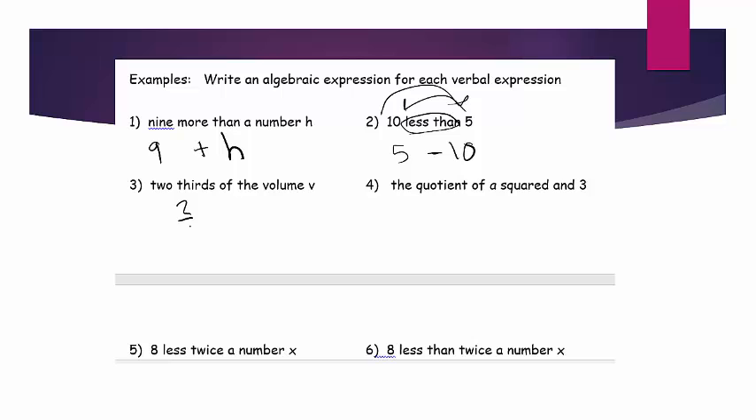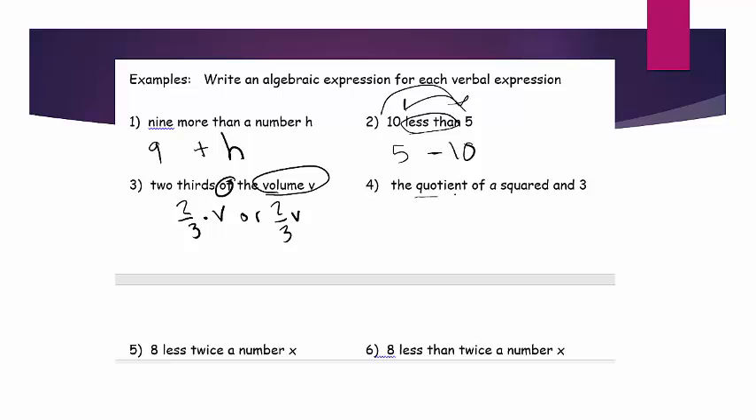2/3 is a fraction. I see the word of, and I know that means multiply. And what am I multiplying by? I'm multiplying by this mystery volume, which we're calling V. And as we know, we don't technically need that little dot. We could just write 2/3 V, and that's the same thing.